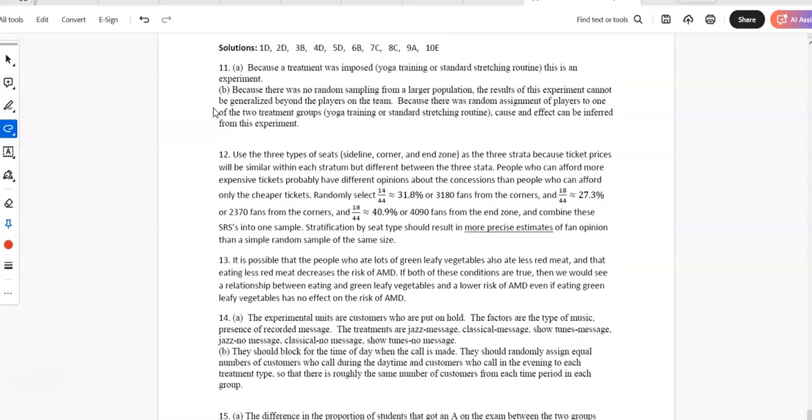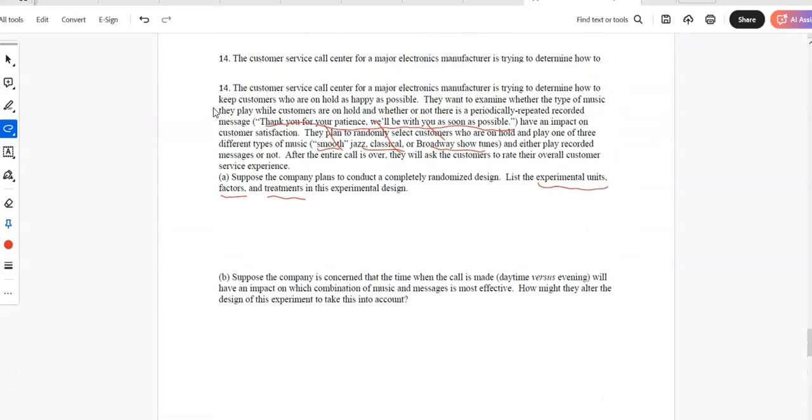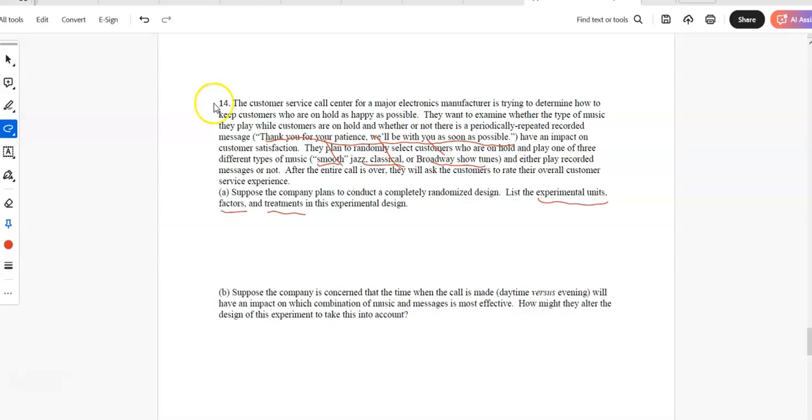The experimental units are customers who are put on hold. Oh, I like that description, customers who are put on hold. The factors are the type of music and presence of recorded messages. The treatments are jazz message, classical message, show tunes message, jazz no message, classic no message, show tunes no message. So there is both of those. So there's 6 different ones. That's what I was leaning towards on that one. Part B. Oh wait, no, experimental design.